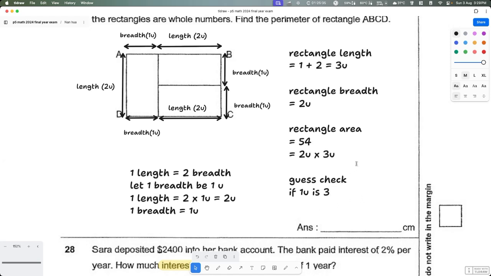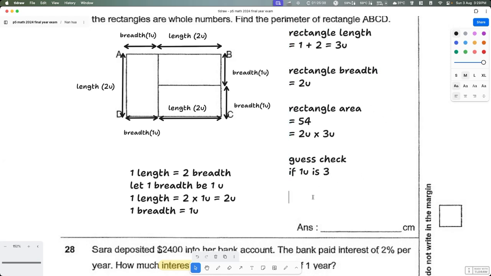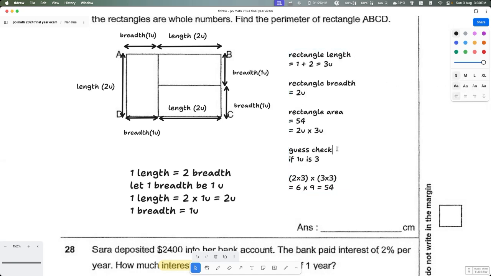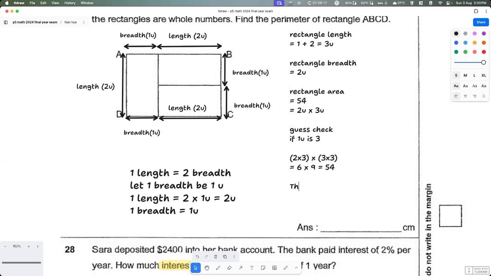Guess and check. What if 1 unit is 3? That means, for this rectangle, 2 times 3 and 3 times 3. You can guess, right? So 6 times 9, which is 54. So that means 1 unit is 3. Yay!